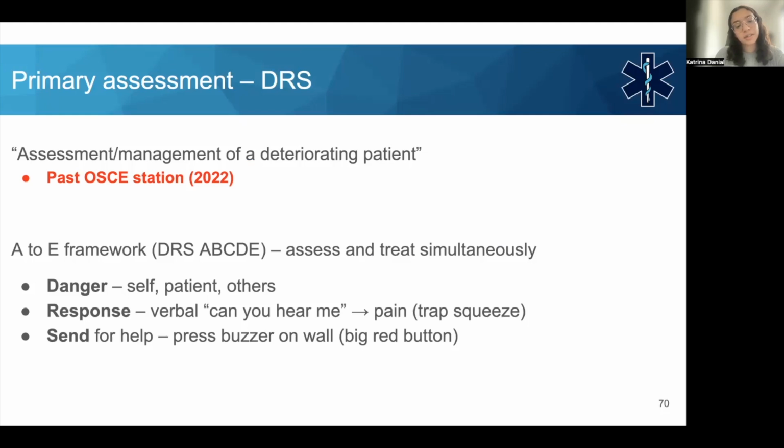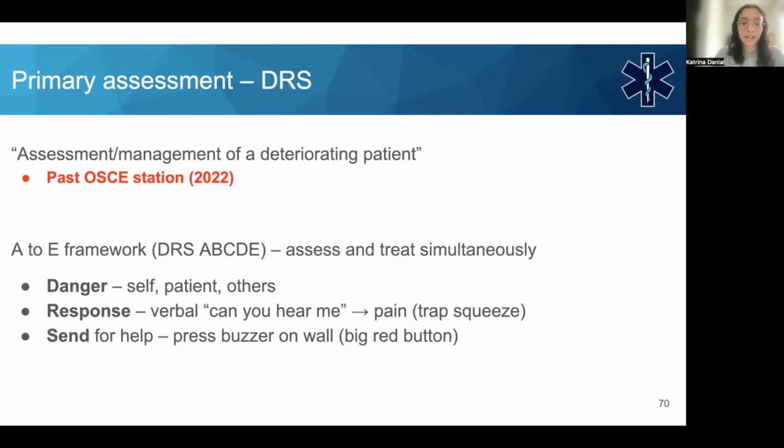So D, danger. You want to check that there's no danger to yourself. If the patient is actively bleeding, you want to put on some gloves. If the patient has been electrocuted, you want to make sure that source has been turned off so you don't get injured yourself. You want to check for sharps, things like that. All right, so that's what is meant by danger.